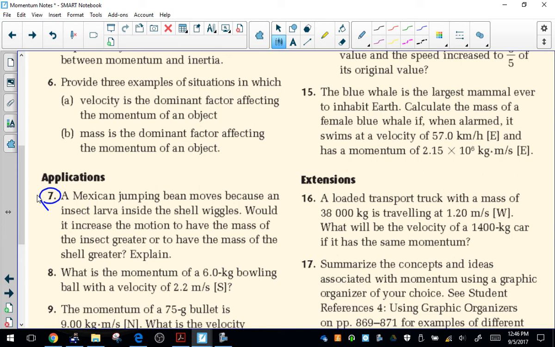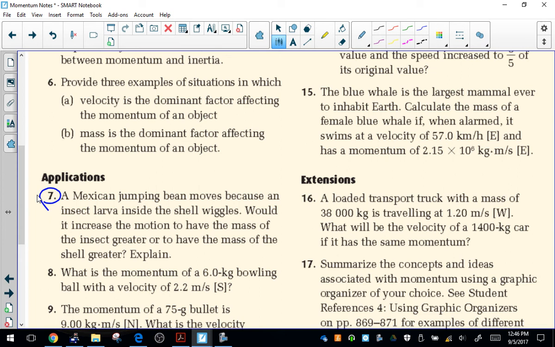Can anybody give me a good reason why, if we want this thing to increase its motion, it would make sense for the insect's mass to be heavier or greater as opposed to the mass of the shell being greater? Nick? Okay. That's a good start to that answer. Since the insect is the driving force that's wiggling around, giving it greater mass. Okay, good. That's what I was looking for, the momentum word, the M word in there, right?